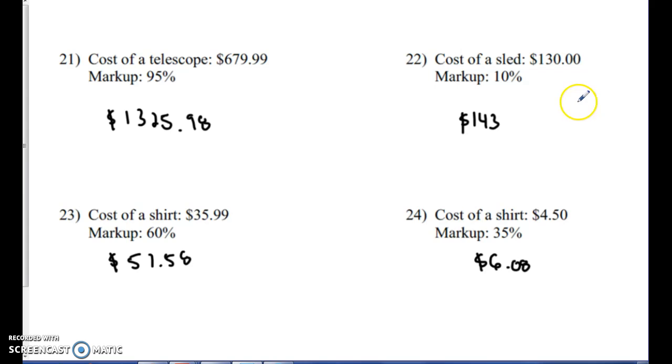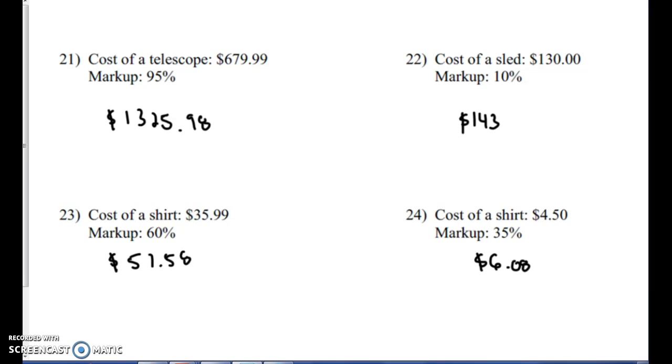Number 21, I got $1,325.98. Number 22, I got $143. Number 23, I got $57.58. And number 24, I got $6.08. If you guys have any questions with those, raise your hand, and maybe Ms. Fortover or Mrs. Renkel could go over those for you guys.